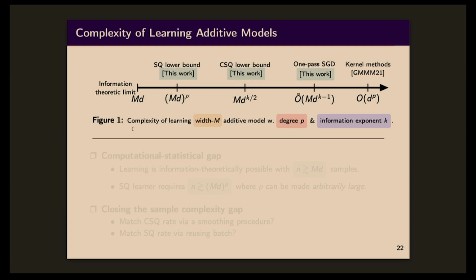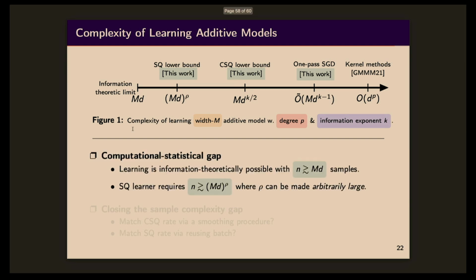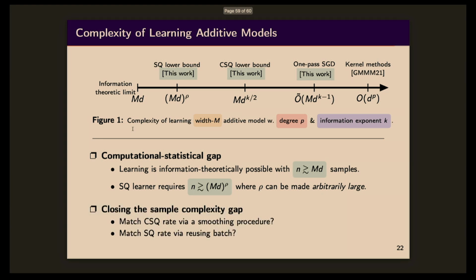If you look at the left side of this figure, this is a computational to statistical gap, in the sense that information theoretically you need M times d samples, but for any SQ learner, if you restrict the algorithm to be in the SQ class, this gap can be made arbitrarily large. So there will be a regime where information theoretically you can learn this, but SQ models cannot. All right, I think I'm running out of time, so I'll stop here.